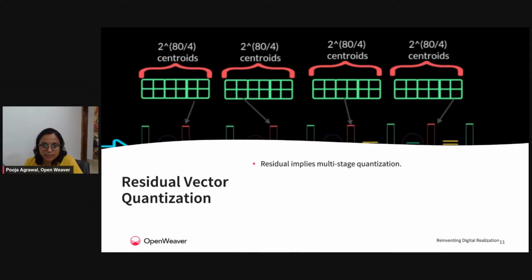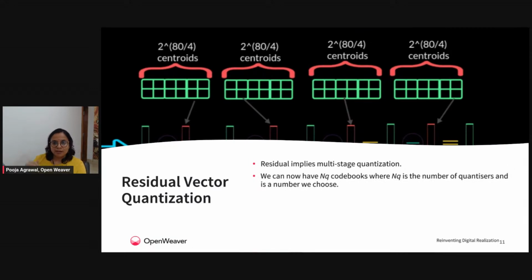But then we found this residual vector quantization technique, where we apply multi-stage quantization. We do it in multiple stages, and we have not a single codebook but NQ codebooks, where you can specify the number of quantizers and accordingly have that number of codebooks. For representation, we've showcased that there are 4 centroids or 4 codebooks being used for generation of music. Primarily, the number of centroids per codebook is reduced here.